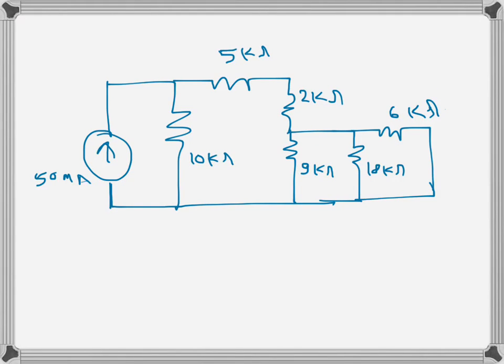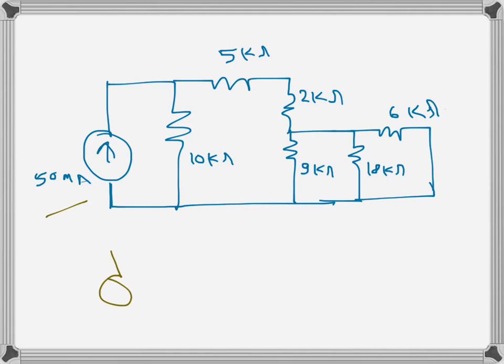So in this problem we have to find the current through each of the branches. There is a current source and there are several resistances. To do that, what I will first try to do is minimize the circuit.